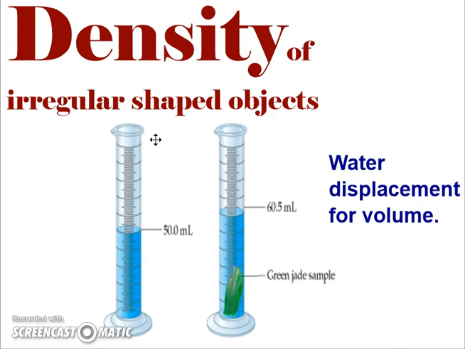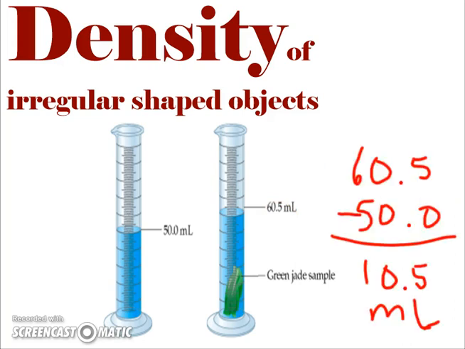Anyway, you fill it up, take the initial reading, then drop your object in it, and the water level comes up. Whatever amount it comes up is your water displacement, and you find that by subtracting 60.5 minus the 50, and you would find that the water displacement for this green jade sample is 10.5 milliliters. It's a nice diagram.